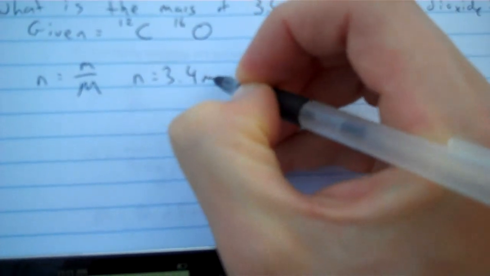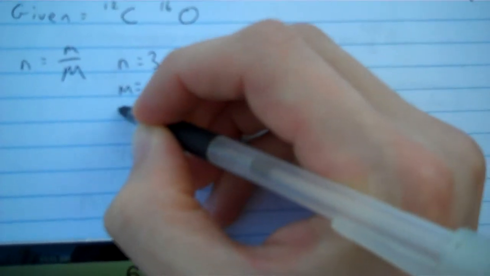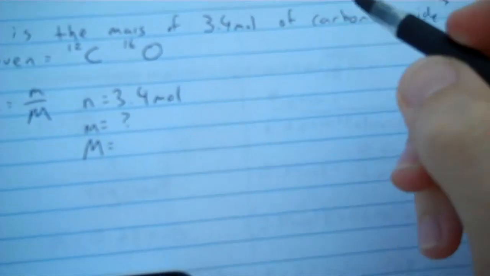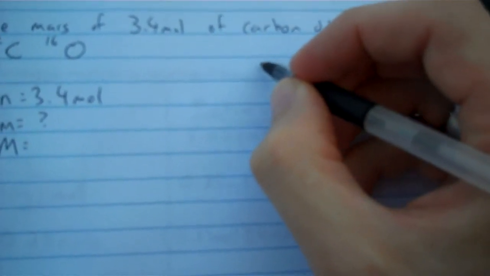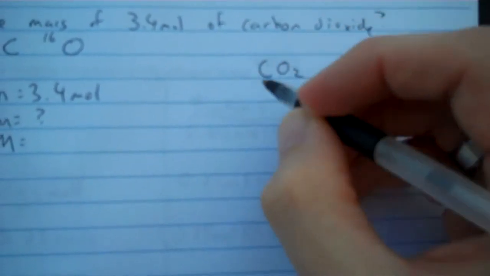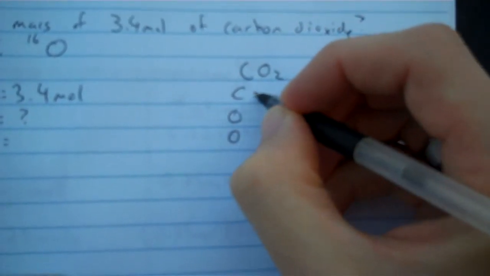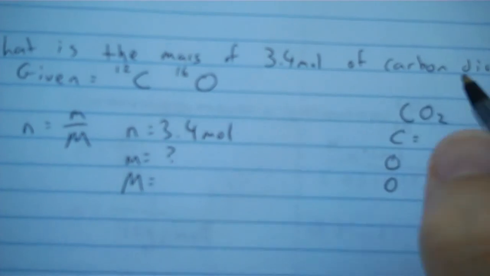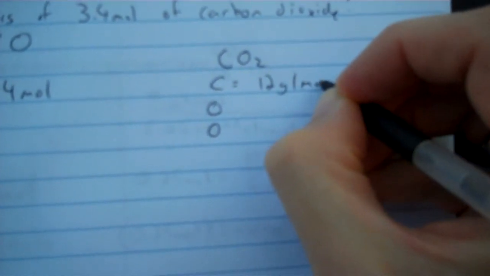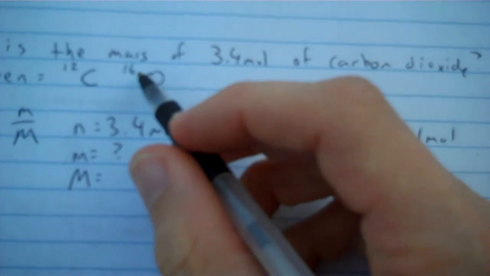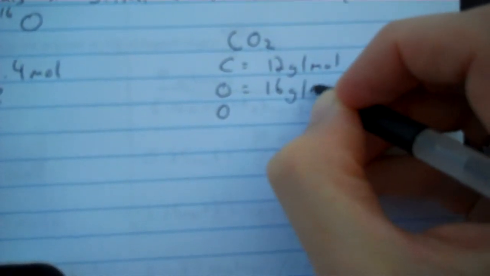So again, same setup, n equals little m over big M. My n, I'm using the same n here, number of moles, 3.4. My mass is my unknown. My molar mass, again I have enough information to figure it out. Carbon dioxide, the chemical formula, CO2. So I have 1 C and 2 oxygen atoms in every molecule. The molar mass of carbon is, when I look back at what I've been given, my mass number is 12, so it's 12 grams per mole. And each oxygen atom is 16 grams per mole.